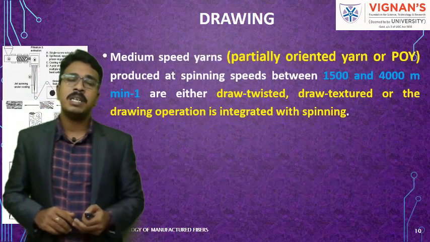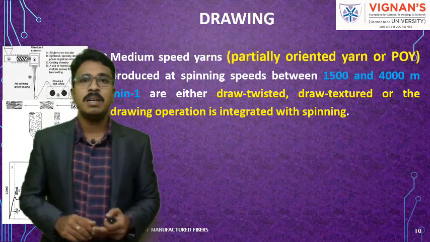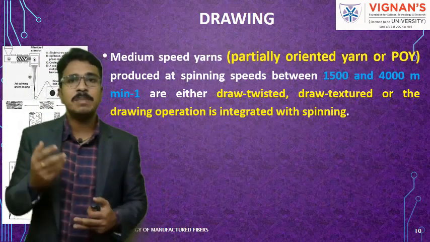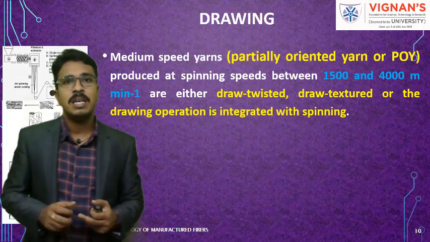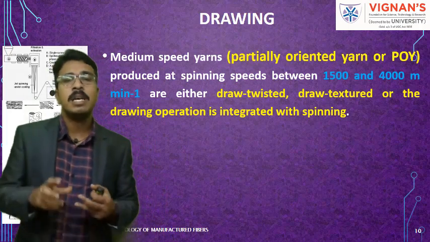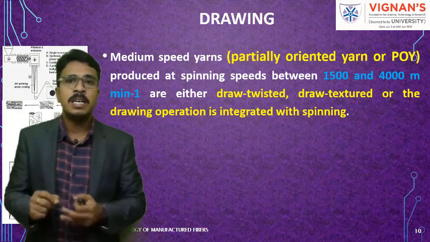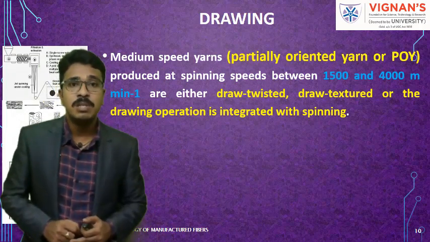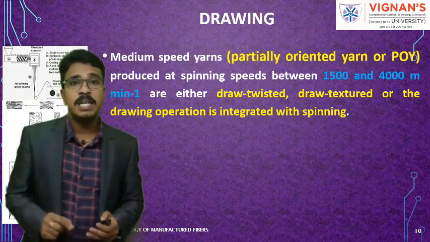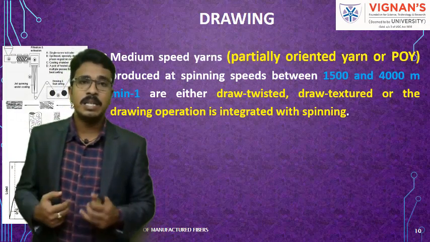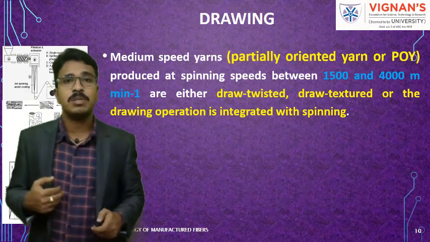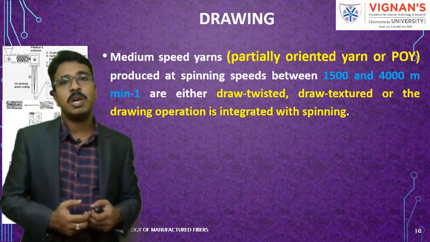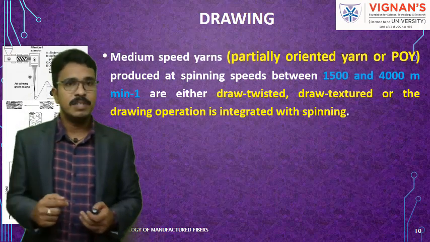Okay. And when it comes to medium speed yarns, where the filaments achieved at these speeds, we call it partially oriented yarns. So here the spinning speeds are in the range of 1500 to 4000 meters per minute. But here it needs a separate drawing process, either draw twisted or draw texturized, or the drawing operation is integrated with the spinning.